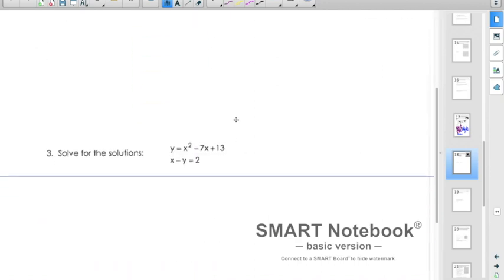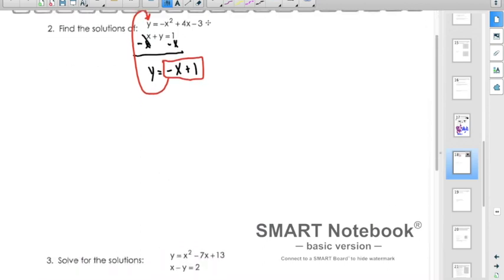Okay, so let's do that. Let's solve this. I'm going to have negative x plus 1 equal to negative x squared plus 4x minus 3. Now think about what I got to do here. I definitely have to move everything to one side. Either all this to this side or all of this to this side. What would be the smart thing to do?